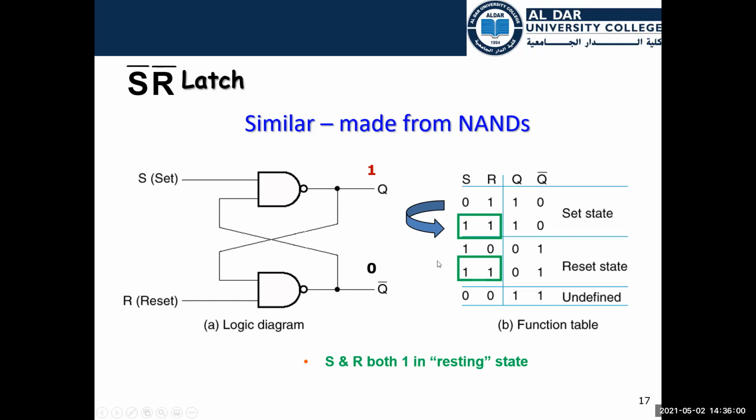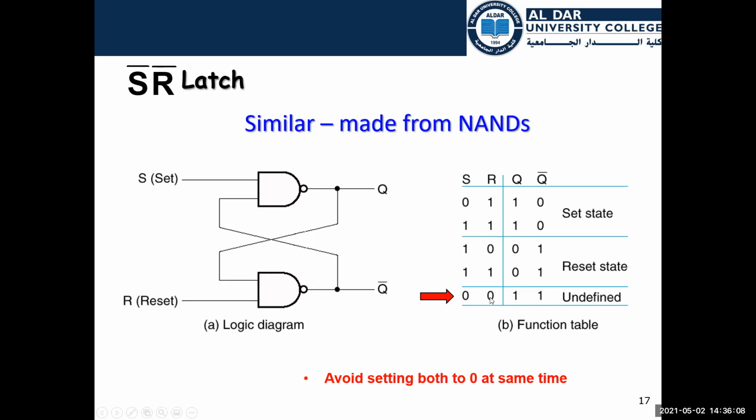Let's just take the 1, 1. But the undefined is happening in a different place here, which is 0, 0, not 1, 1 as previously happened with the NOR gate. Okay?